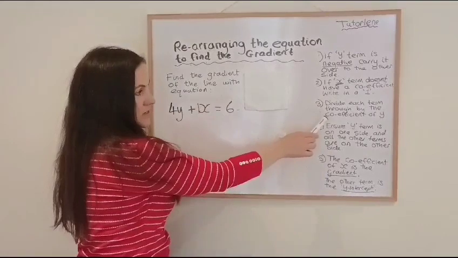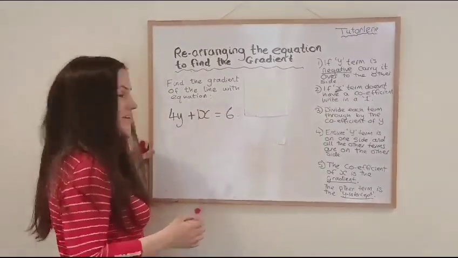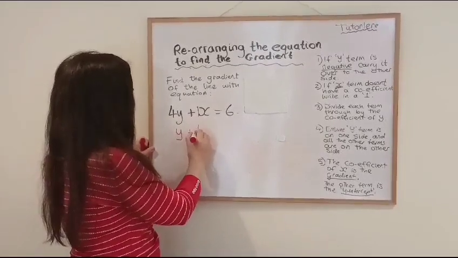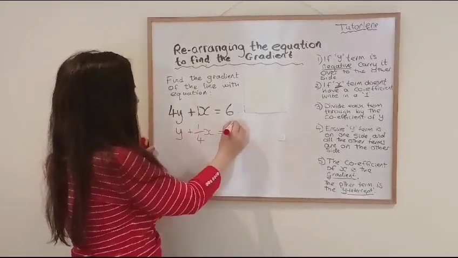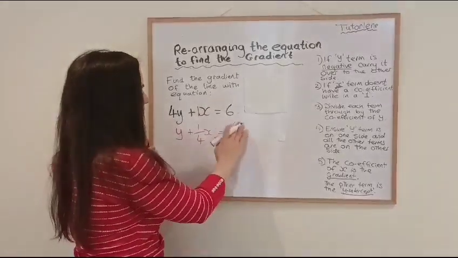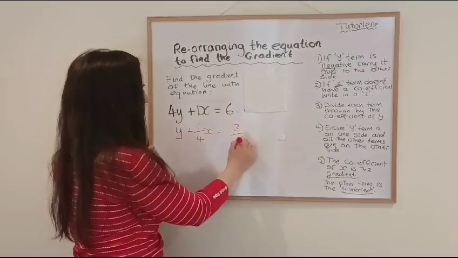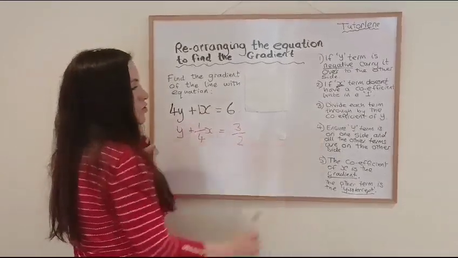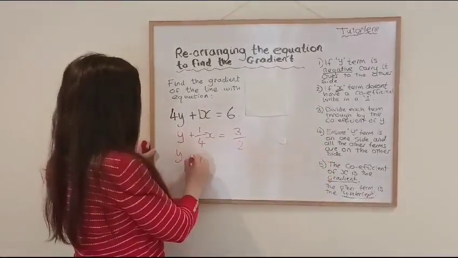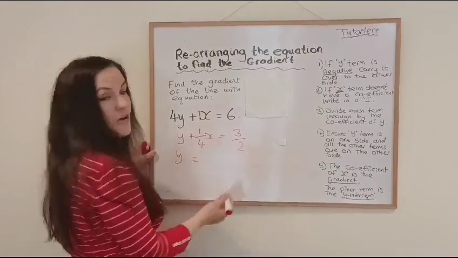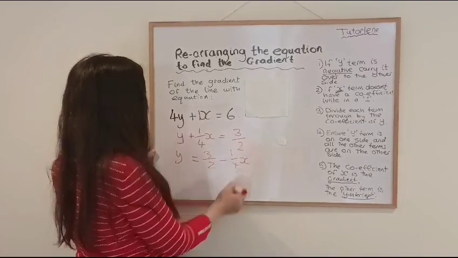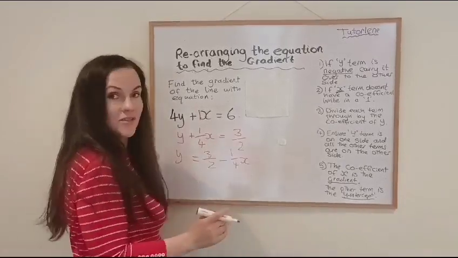Step 3 says divide each term through by the coefficient of y. So the coefficient of y is 4. So when we divide that through, we just get y. That's going to become 1 over 4x. And that's going to become 6 over 4. And what we can do there is simplify that to 3 over 2. And then what we want to do is ensure the y term is on one side and all the other terms are on the other side. So if I keep y there, you could just take away a quarter x. You could do 3 over 2, take away a quarter x. Or you could have made it negative a quarter x plus 3 over 2.